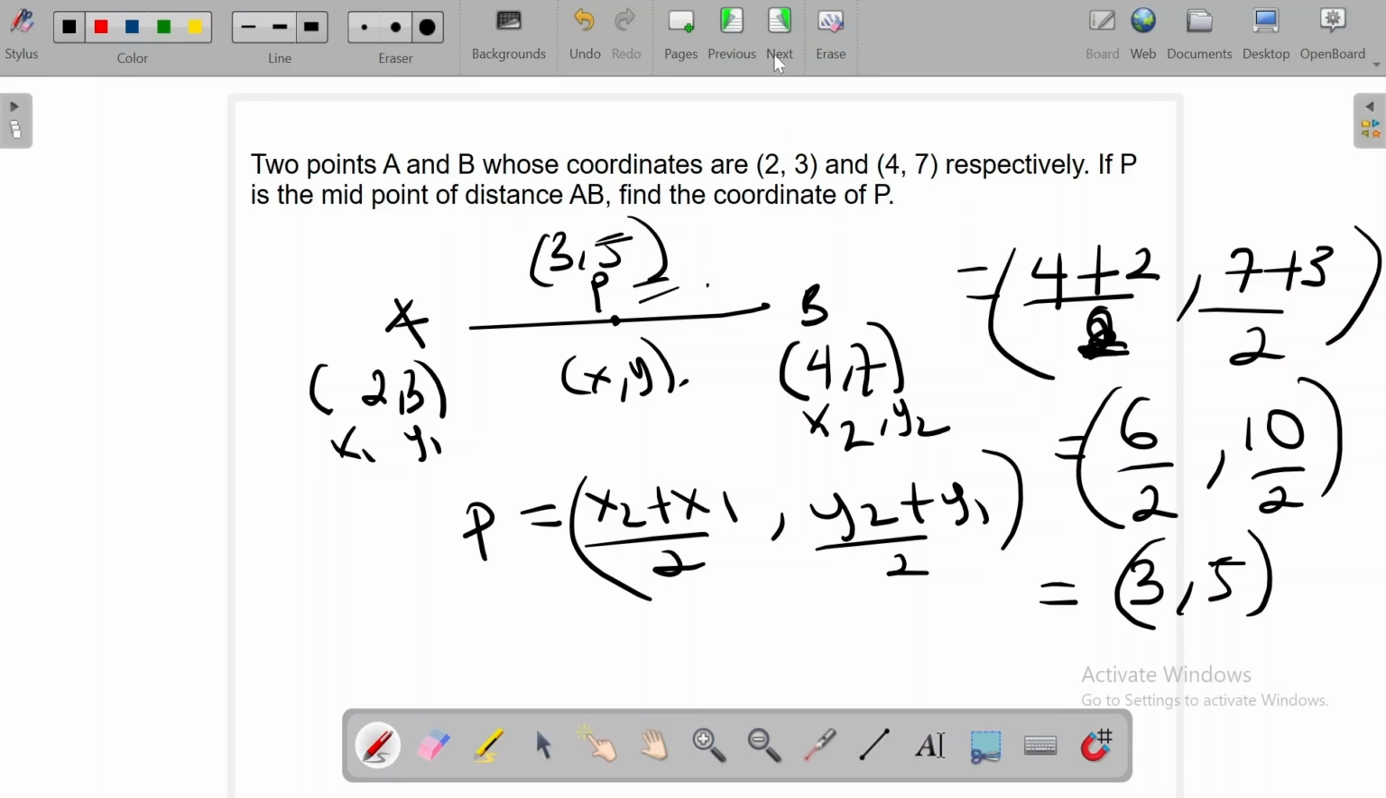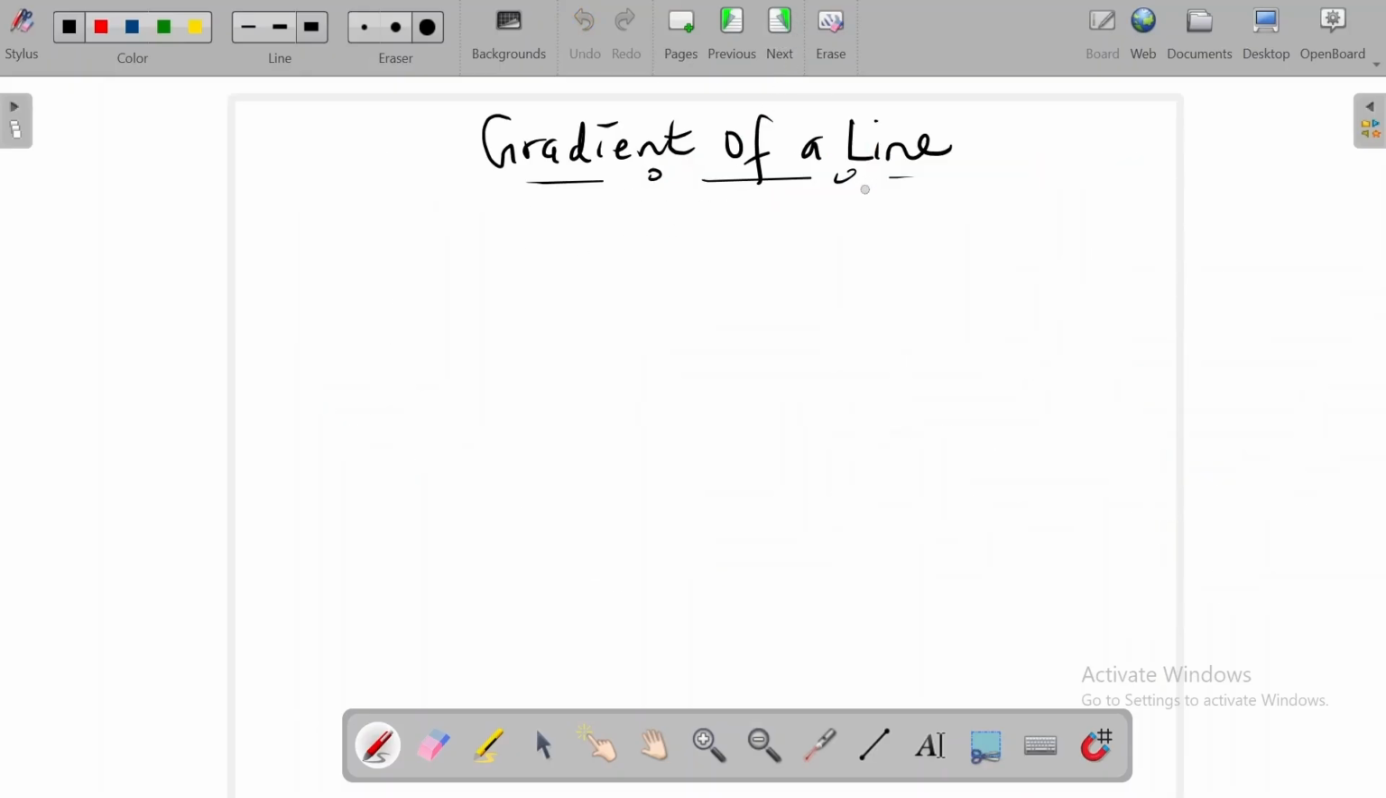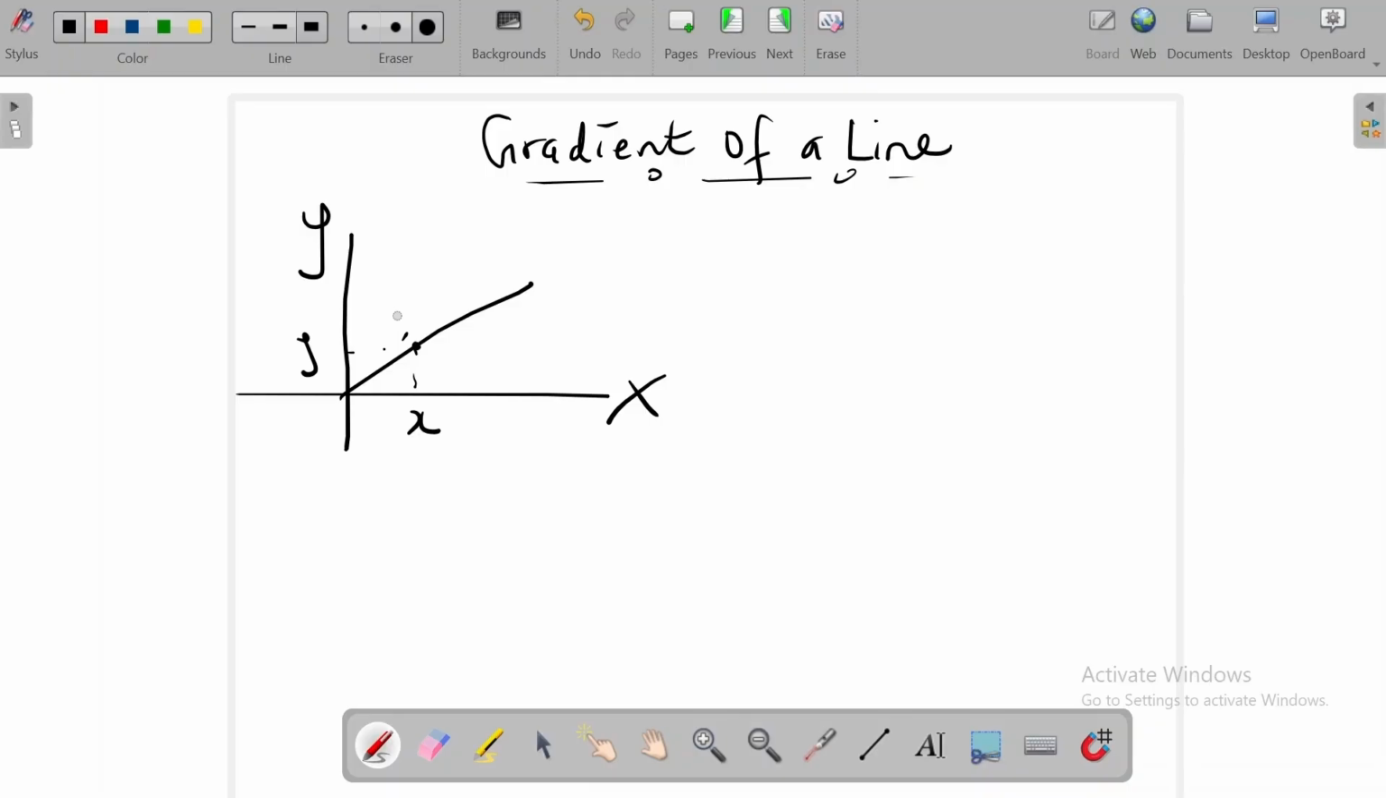As easy as that. Lastly, if we talk about the gradient of a line, it is simply the steepness of a line. So you have something like this. I call this the y-axis and the x-axis. To get a point on this line, you need a value from the x and you need a value from the y. So this would be x, y. Also, pick another point again. For this point, I need a value from the x, which I decide to call x2, and I decide to call this y2.